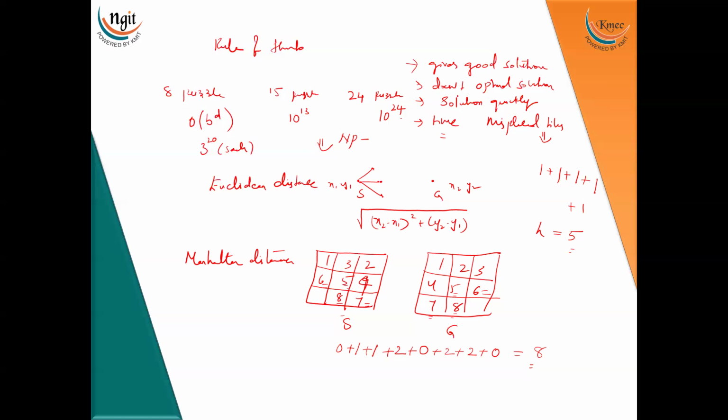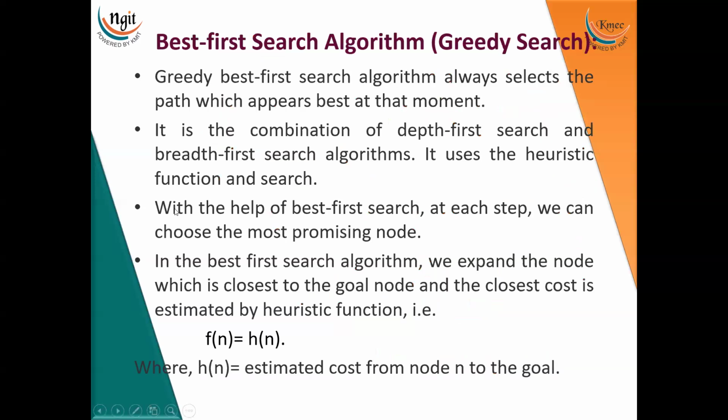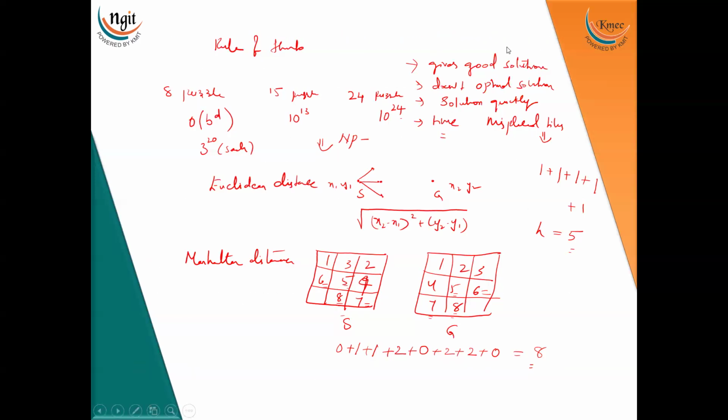Within less time, if you want a solution, then we can use this heuristic function. These are some of the reasons why we use the heuristic function, given the disadvantages we are facing with the uninformed search algorithms. Now let us solve one 8 puzzle problem with the help of this heuristic function, that is informed search, and we'll see how we are going to find the solution.